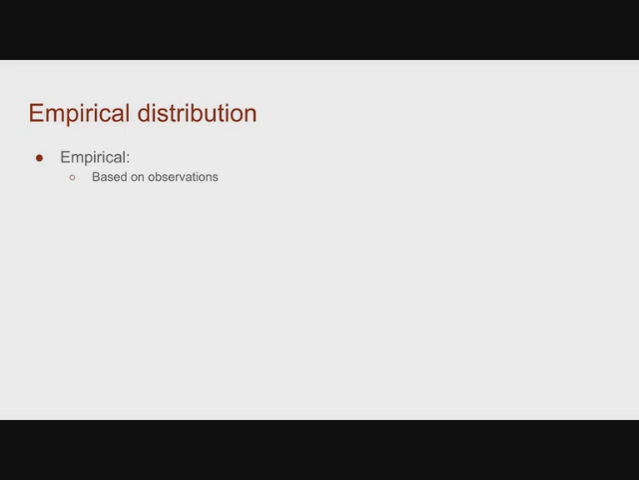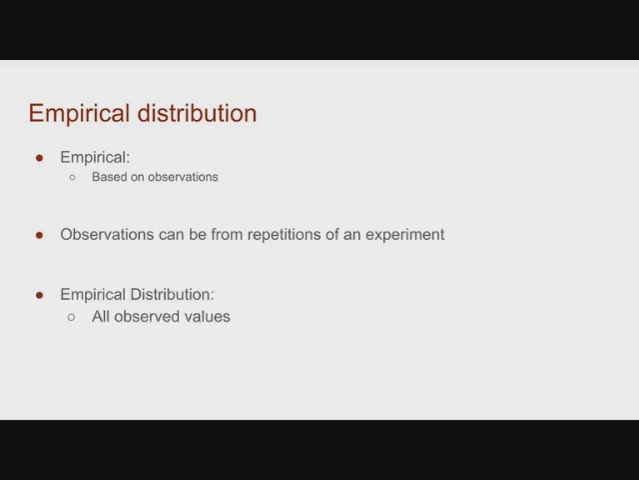The Monty Hall example is really good because we kind of did both. We calculated the probability distribution directly by doing the math. But then we also simulated the game and got an empirical distribution. Those are based on our observations. We ran it 10,000 times and looked at the results. We could do this by repeating an experiment. So if we run an experiment and look at the distribution of all of our observed values, we call that an empirical distribution.